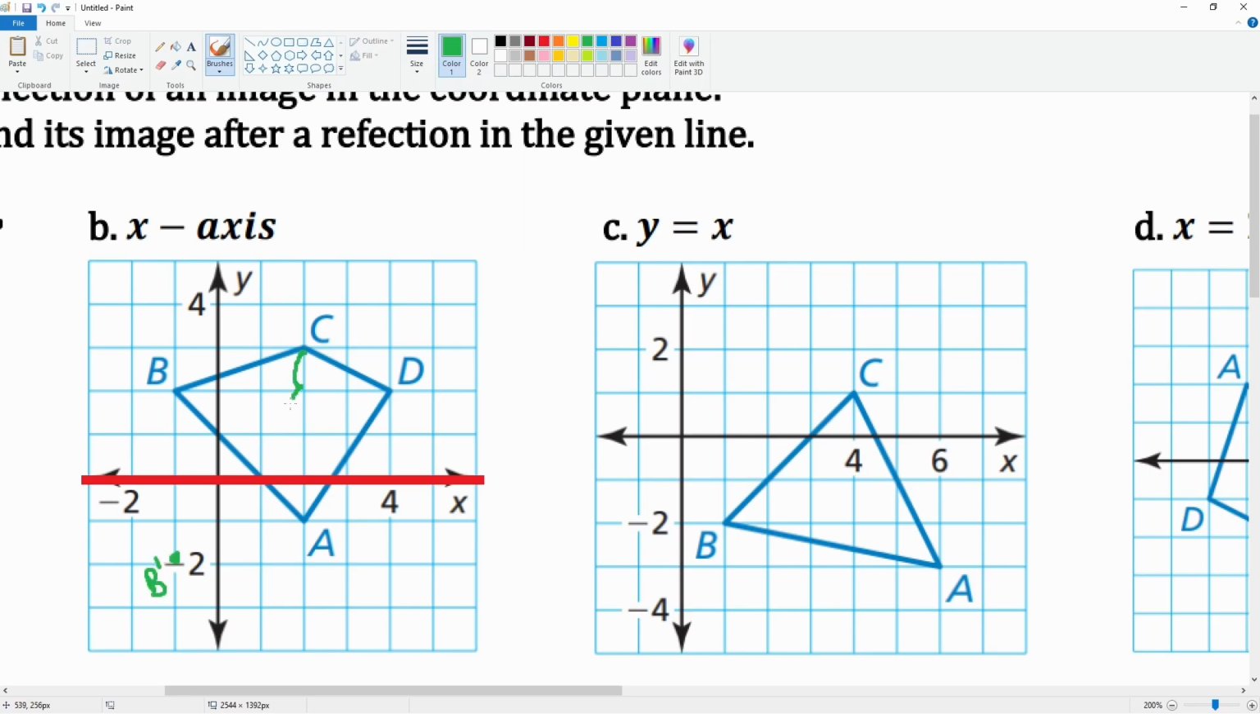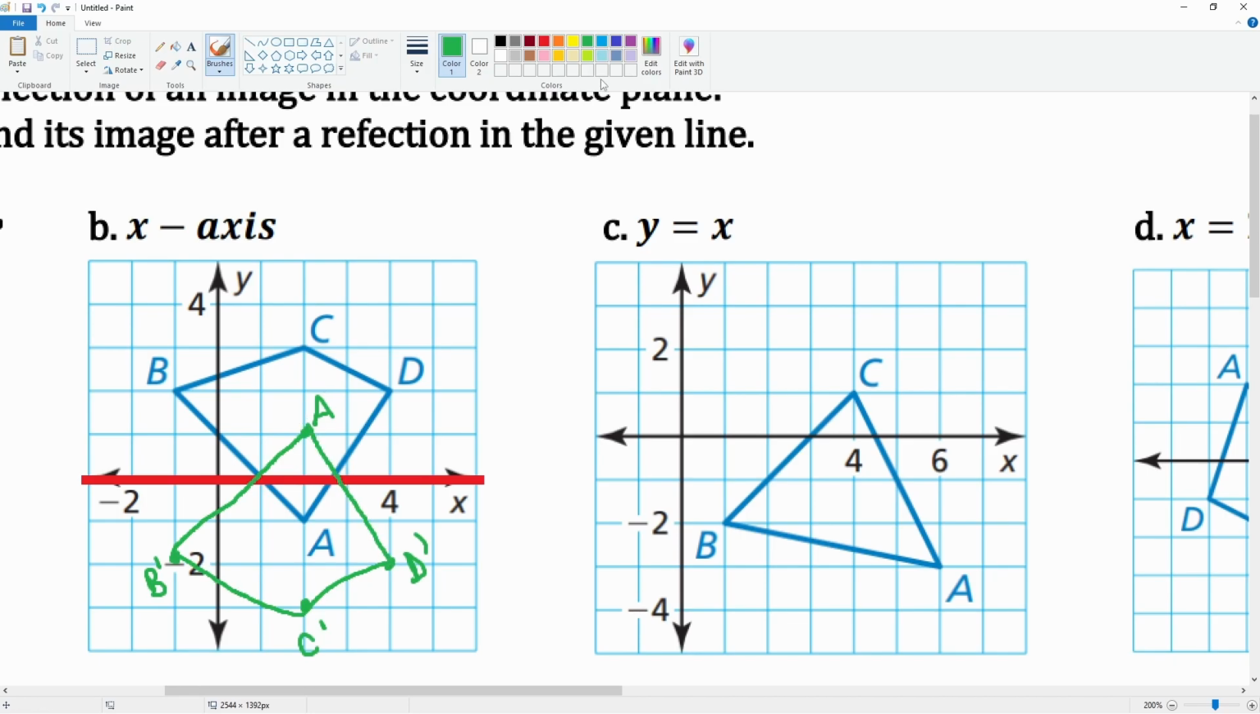C looks like it's 1, 2, 3 away. So it's 1, 2, 3 away. This is where C prime would be. D looks like it's 1, 2 units away. So it's 1, 2 units away. D prime. A goes up 1. So it's going to be up 1 here. This is where A would be. Now connected.